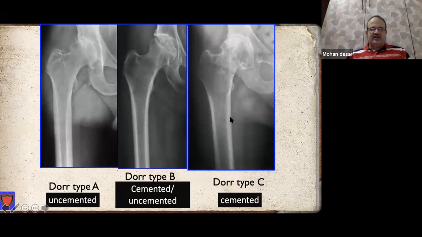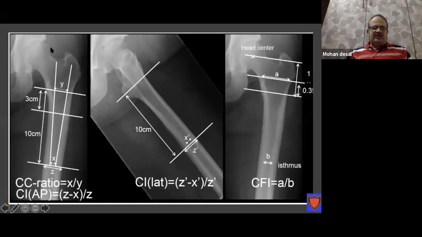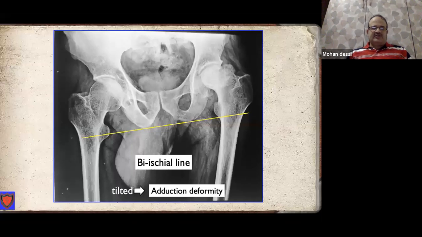So this planning you can do, and there are various indices which are available. You can use one of these. You can use either the previous one, or the calcar to canal ratio, or the cortical index, or the canal flare index. So these are various types of indices.